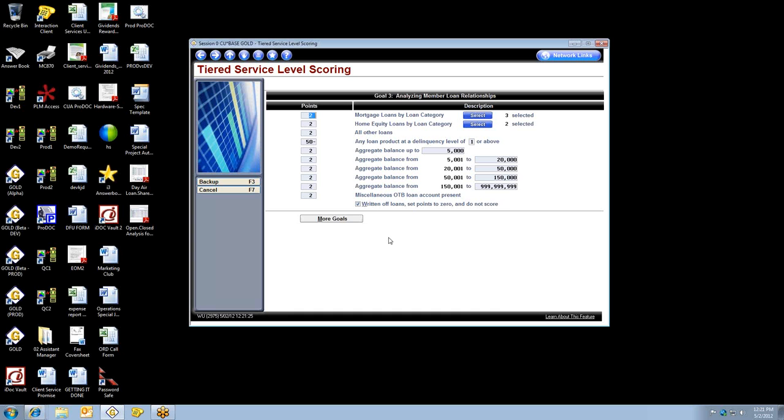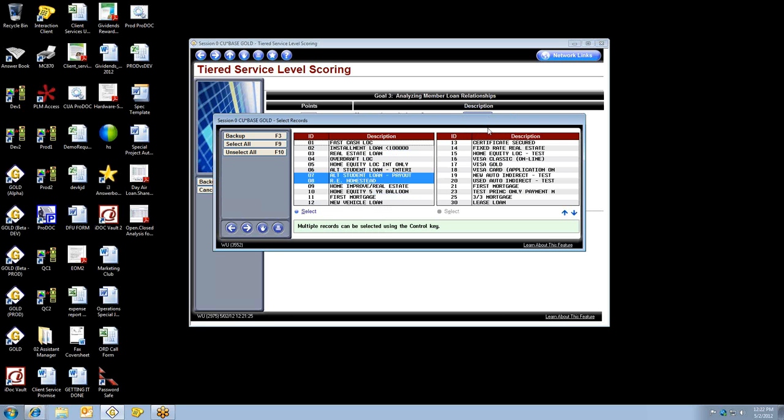The next screen, which a lot of credit unions get interested in, is analyzing the member loan relationships. The first option is mortgage loans, and even the second option talks about home equity loans. But again, very similar to the other products that we saw on the previous screen, or the other line items in regards to money market accounts, you can really select any of the products that are here. So you can use the item to score any kind of special loan, quote unquote, by entering in the loan category for that particular product.